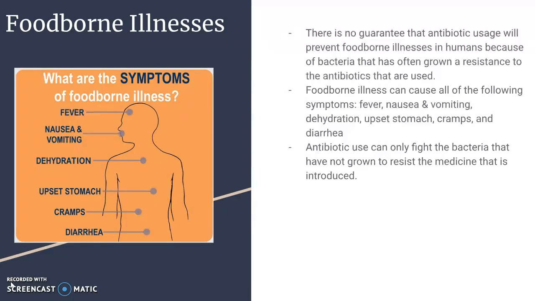Foodborne illnesses. There is no guarantee that antibiotic use will prevent foodborne illness in humans because of bacteria that has often grown to resist antibiotics that are used. Foodborne illnesses can cause all of the following symptoms: fever, nausea, vomiting, dehydration, upset stomach, cramps, and diarrhea. Antibiotic use can only fight the bacteria that have not grown to resist the medicine that is introduced.